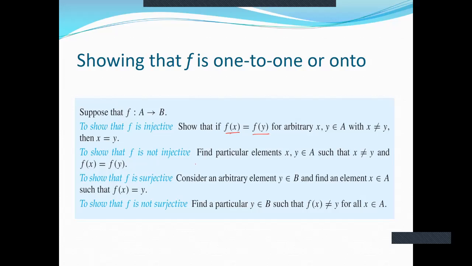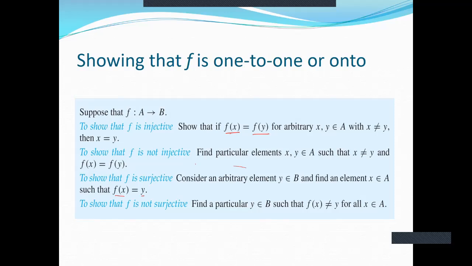If you want to show that f is a surjective function, consider an arbitrary element y that belongs to B and find an element x that belongs to A such that f of x is equal to y. What does that mean? That means y is the image of x. That means for every arbitrary y, there is a pre-image in A that is mapped by f.